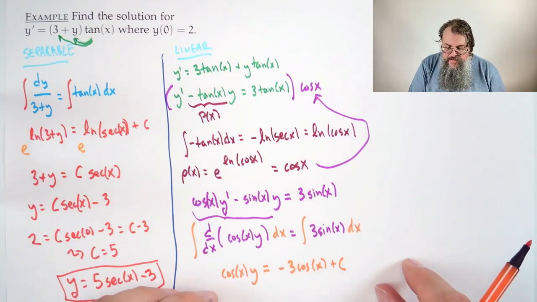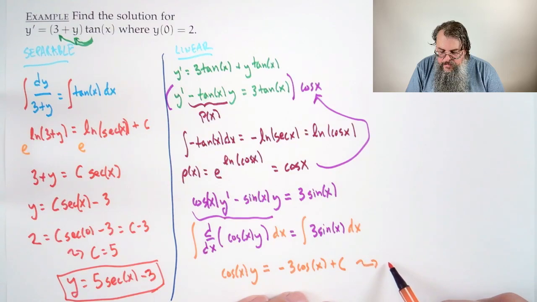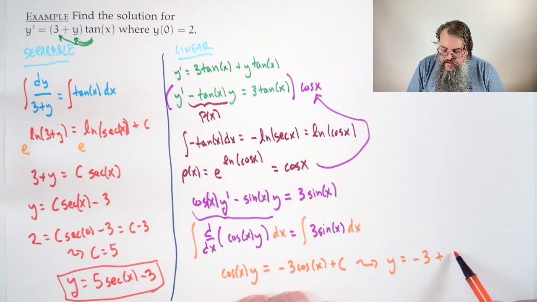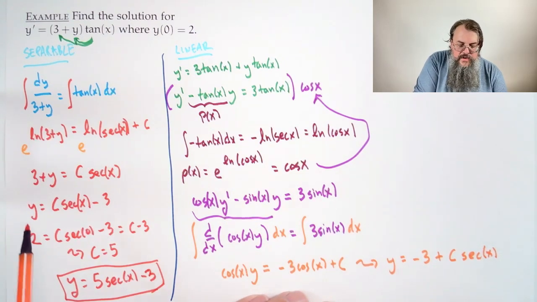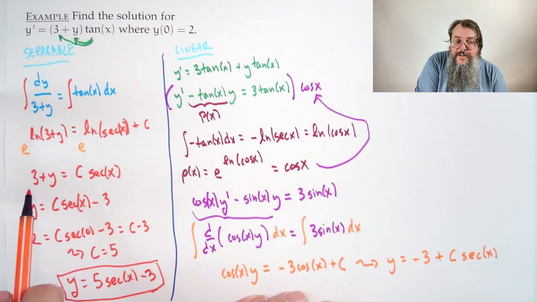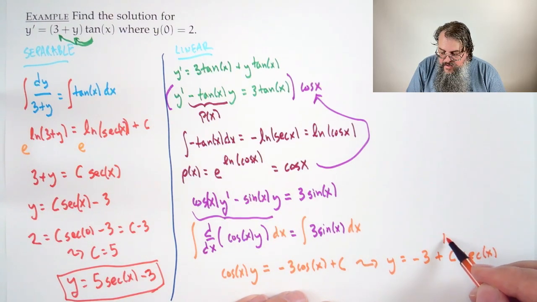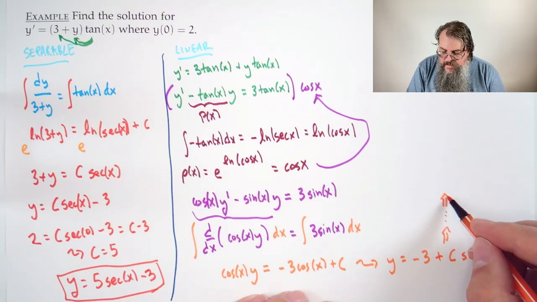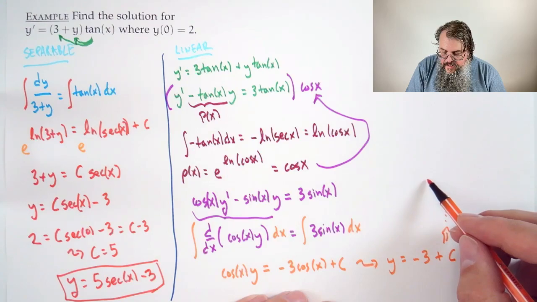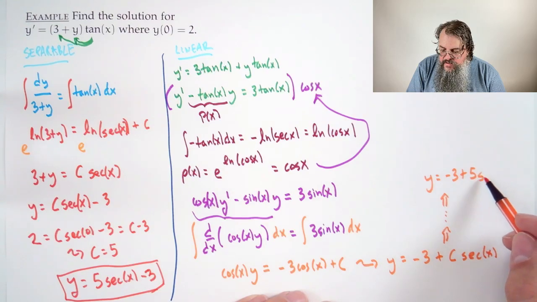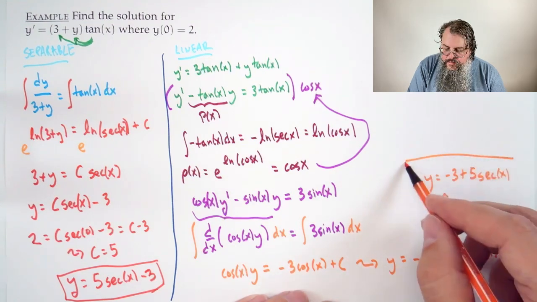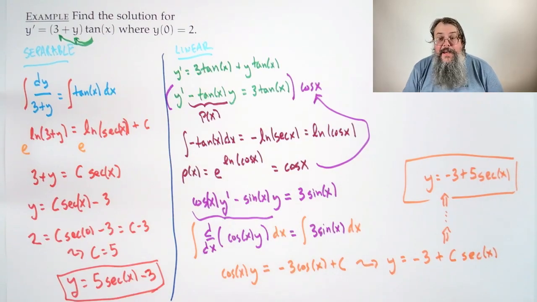Now, divide by cosine of x, and we're left with the conclusion that y is equal to minus 3 plus, then c over cosine, well, that's c times secant, which is exactly what we had over here. So the rest is the same. So we'll put a dot, dot, dot. Just follow your nose over here, and we come to the same conclusion that we have negative 3 plus 5 secant of x. So both will give you the same answer.